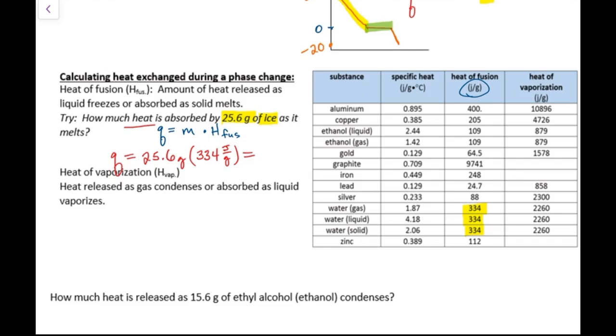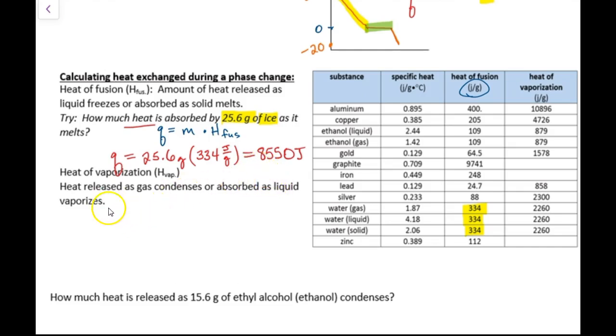Okay, and so I get 8,550 joules. Okay, and that's rounded to 3 sig figs. The heat of fusion is not something that I'm going to look at for sig figs because that is a constant, but the 25.6 has 3 sig figs, so that's why I rounded where I did.